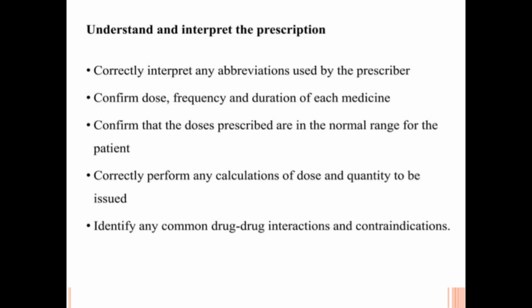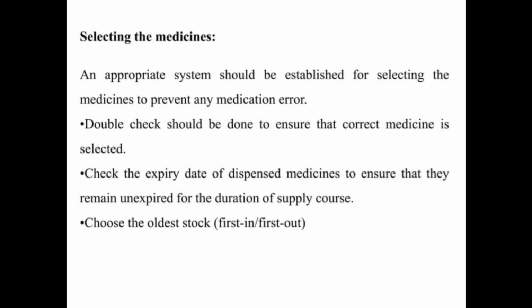We should check that all the doses are in the normal range, whether there is some overdose or underdose given. If there is, then we have to inform the prescriber. We have to check whether all the calculations of dose and quantity are done correctly. Check whether there is any drug-drug interaction, pharmacokinetic or pharmacodynamic interaction, or some contraindications in the given prescription. So all these things are to be checked in the second step, that is understand and interpret the prescription.